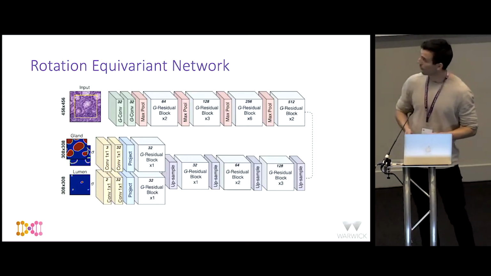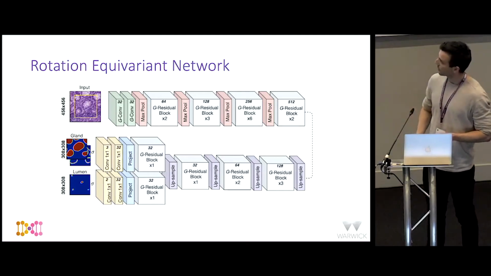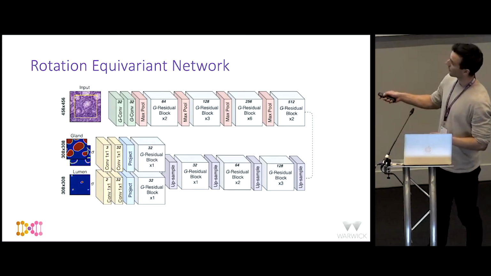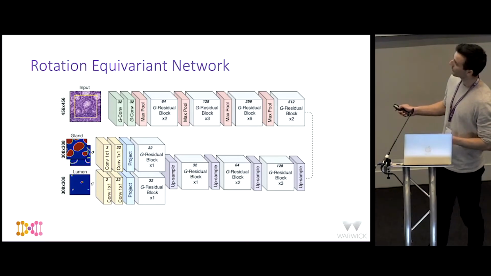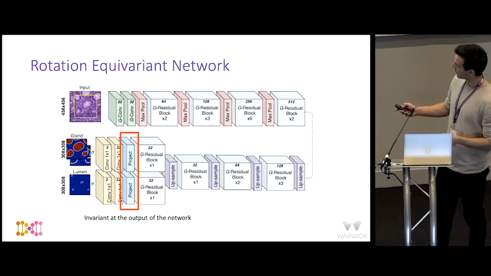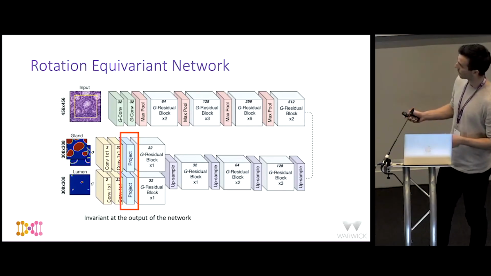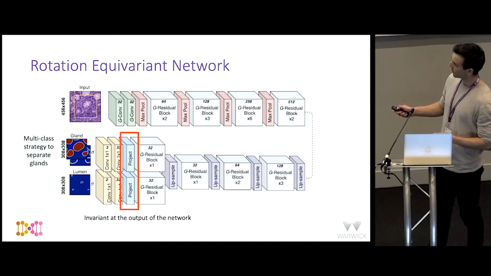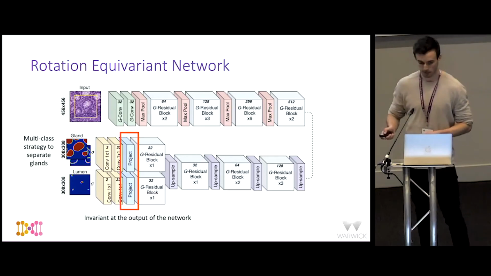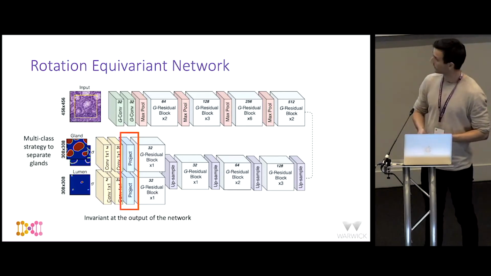So this shows the overall network of Rota-Net, where it's pretty much a U-Net style network, but we split the branches at the output of the network as we reach the highest resolution, where one branch achieves gland segmentation and one branch achieves lumen segmentation. And all we do here is we replace all of the convolutional operations with the G convolution. And then here is the projection layer, so we average over the orientations here to then go to the gland prediction and the lumen prediction. And we also use a multi-class strategy, so we incorporate the contour to help separate glands in close proximity, which is a key challenge, as I mentioned in the first slides.